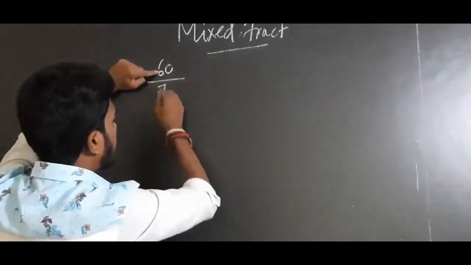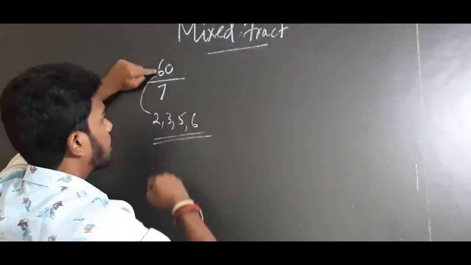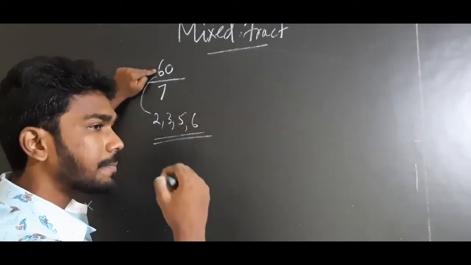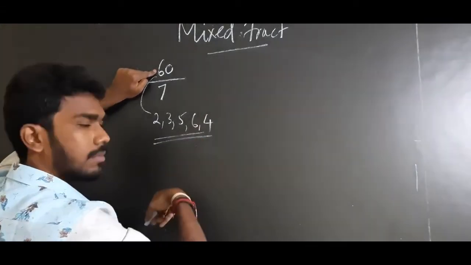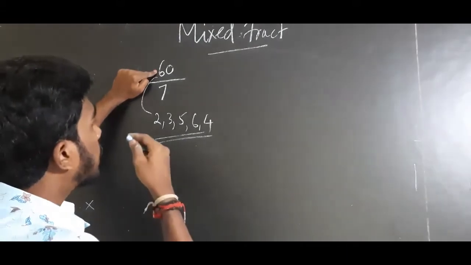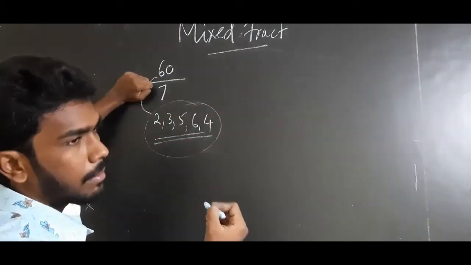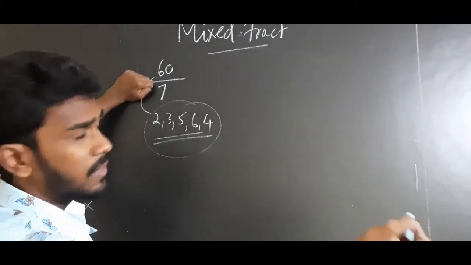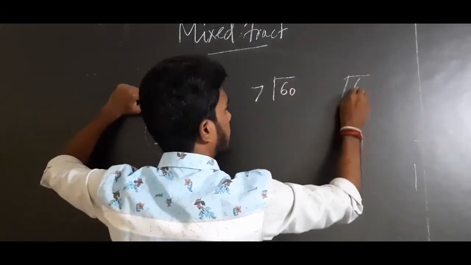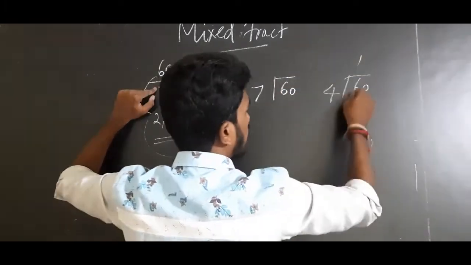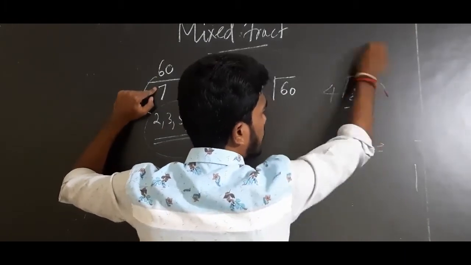For example, 60 will be divided by the 2 table, 3 table, 5 table, 6 table. Even in the 4 table, 60 is divisible, right? Apart from these tables, when you try to divide 60 by any other number, it will lead you to a mixed fraction result. For example, take 60 by 4. If you divide 60 by 4, 4 1s are 4, 20, 5. So you will get a remainder 0. The answer will be 15.